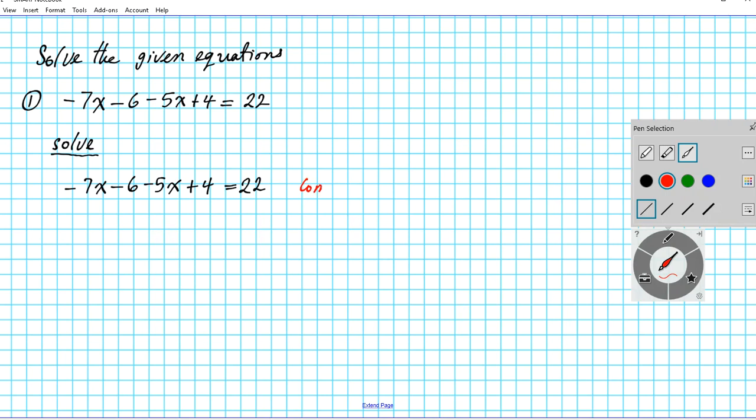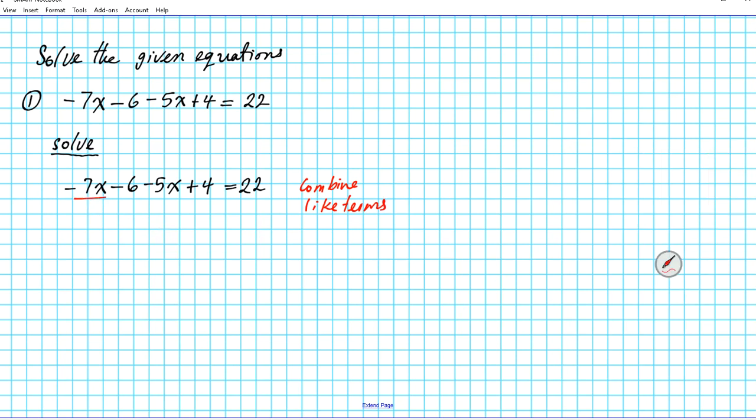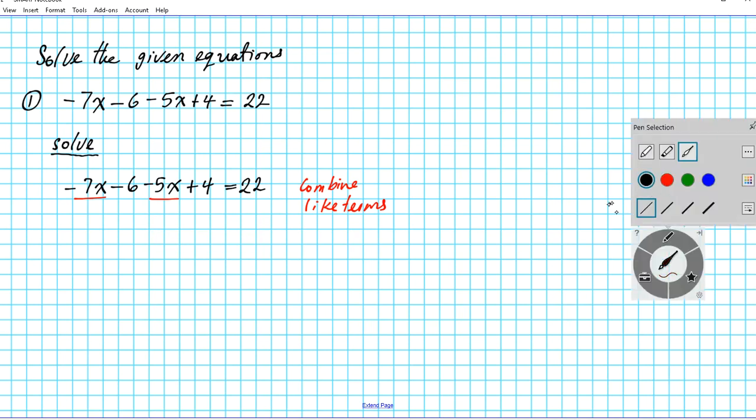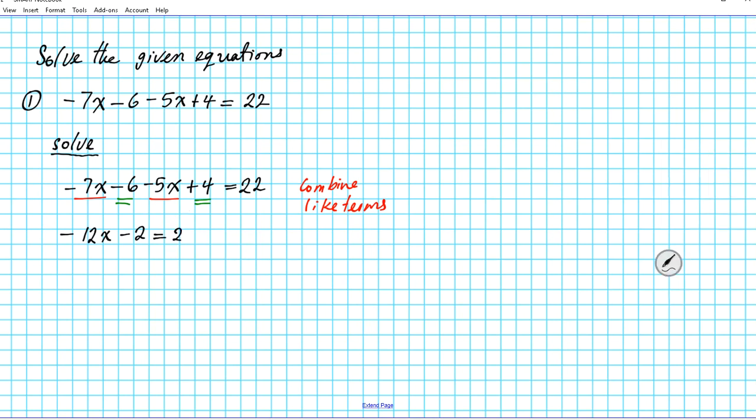Okay, so combine like terms. So the variable term x in the first degree, negative 7x and negative 5x are like terms. So to combine them, we just combine the coefficients. Negative 7 minus 5, the signs are the same, so you add and keep the sign. You have negative 12x. Now the next like terms we can combine are the constants, negative 6 and positive 4. The signs are different, so we're going to subtract and keep the sign of the bigger, which is negative, so we have negative 2. Negative 6 plus 4 is negative 2 equals 22.